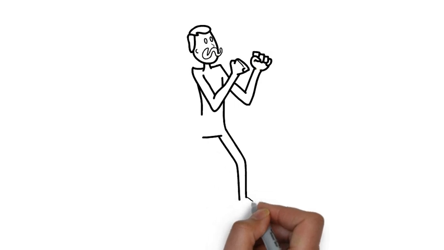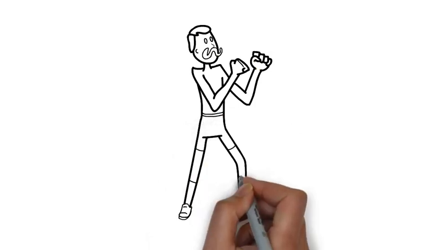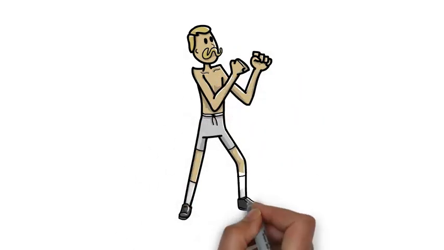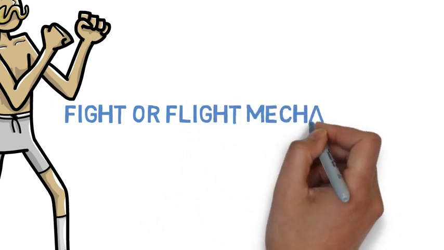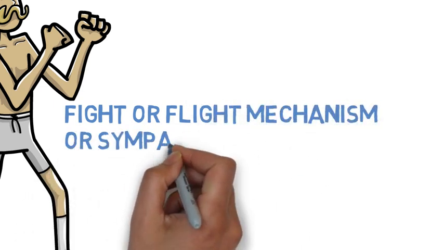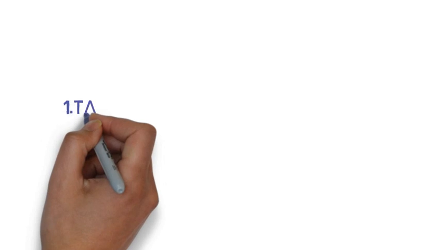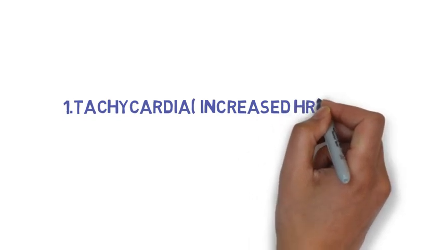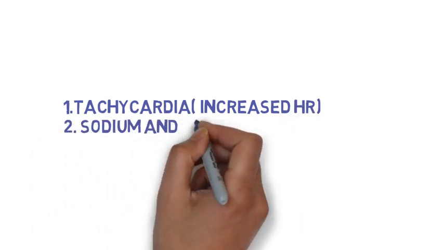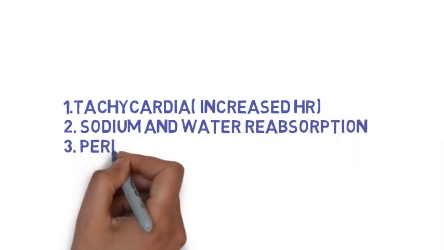When a patient goes into heart failure, their body tries to combat the failing output by certain mechanisms. The first one of interest is the fight or flight mechanism. This is also known as the adrenaline system. This sympathetic system will cause the body to have an increased heart rate or tachycardia. It will also, secondly, cause the body to have sodium and water reabsorption. And thirdly, it will cause peripheral vascular resistance.